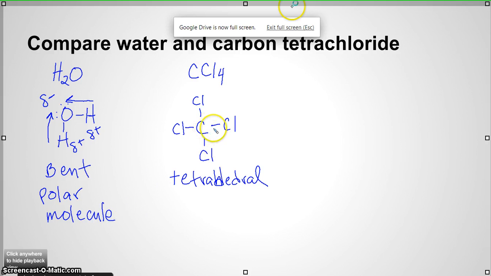Now, over here, because there are no lone pairs and all the bonds are going in opposite directions, all pulling towards the chlorines in 4 different directions, there's not going to be an overall negative and positive side of the molecule. They're all going to cancel each other out. All of those dipoles are going to cancel each other out, which makes carbon tetrachloride a nonpolar molecule.